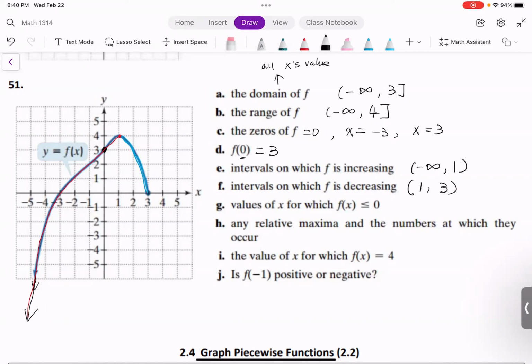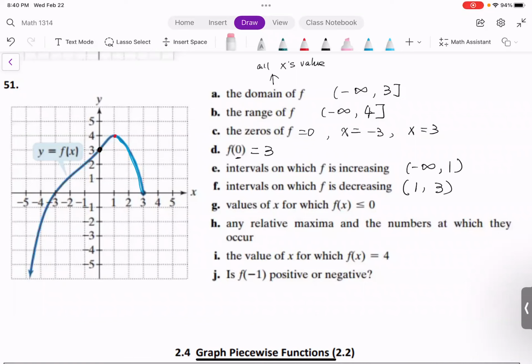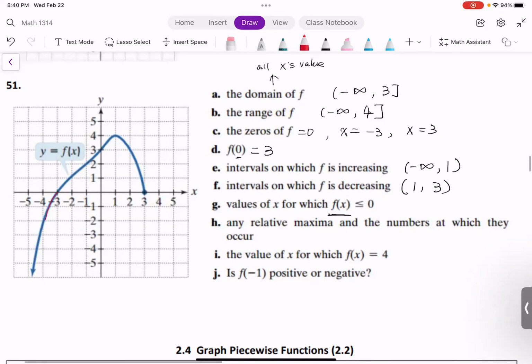G, values of x for which f of x is less than or equal to 0. Here we must be more careful. Let me clear the graph. For f of x less than 0, that means the y value is below 0. Let's highlight where y is less than or equal to 0. Yes, I have this area. And what is the meaning of equal to 0? That means y equals 0. Let's see this point, and this other point also has a y value equal to 0.